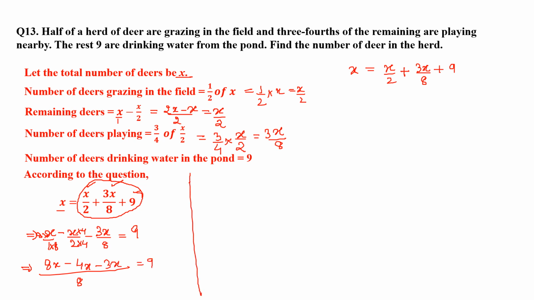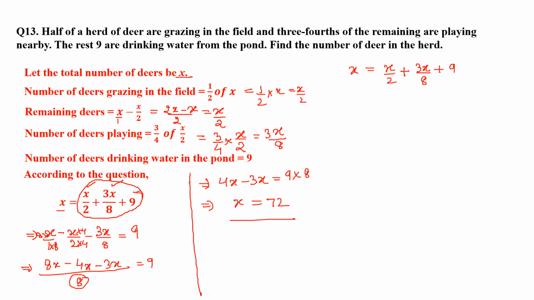Next, 8x minus 4x will be 4x, minus 3x, and then transpose 8 to the RHS. So it will be 9 into 8. 4x minus 3x is x, which is equal to 72. So the total number of deer is 72.